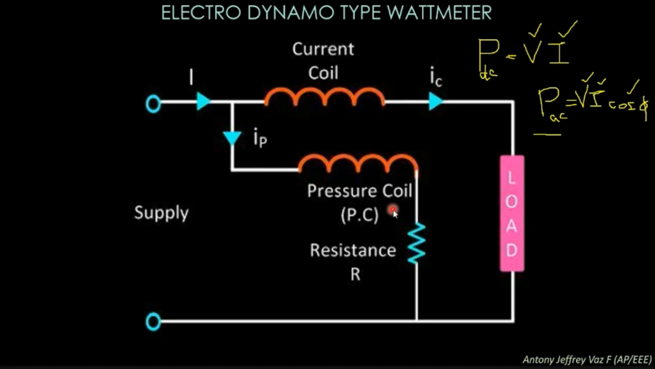For DC you can find the power by multiplying voltage and current, but for AC you need to multiply an extra parameter, which is cos phi. So this cos phi has to be found. How can you find the cos phi?